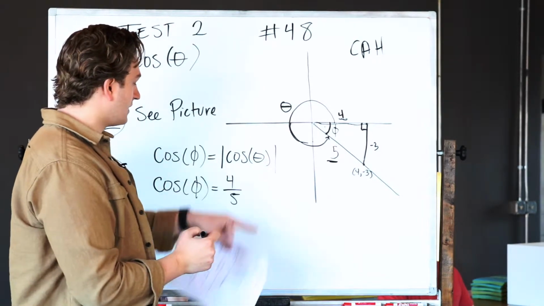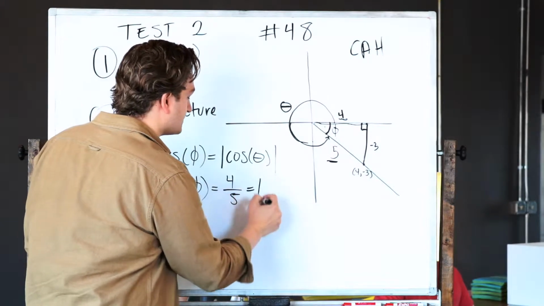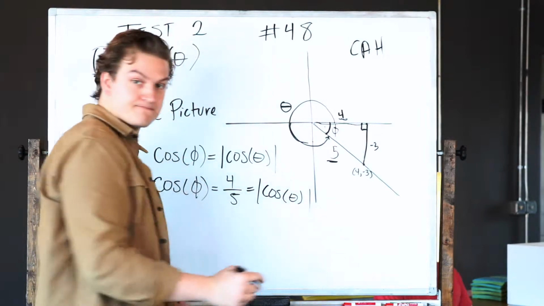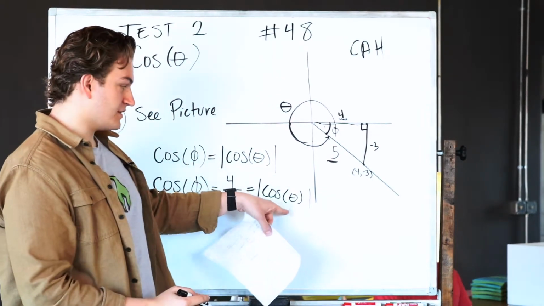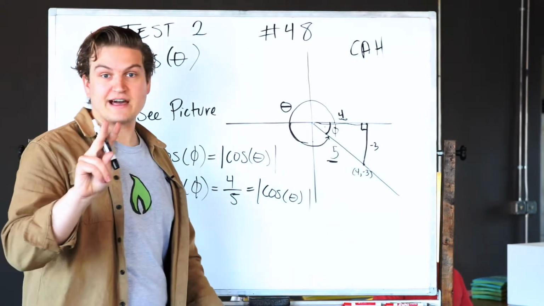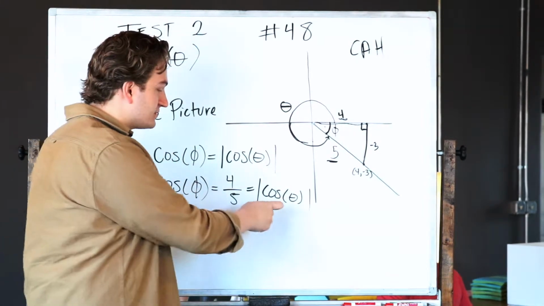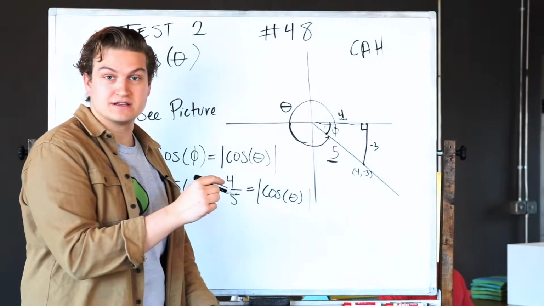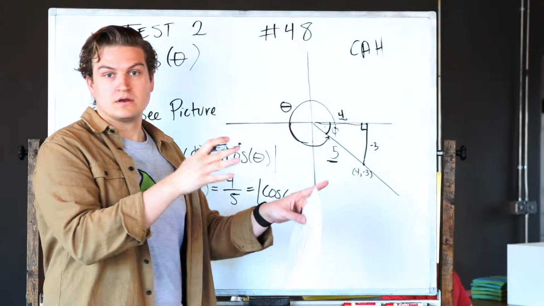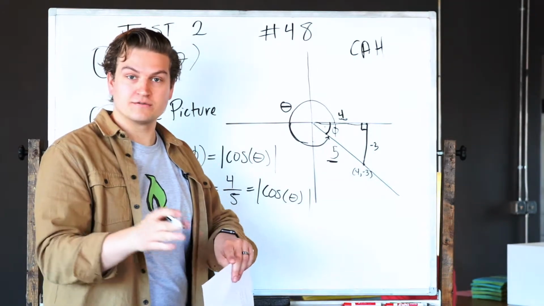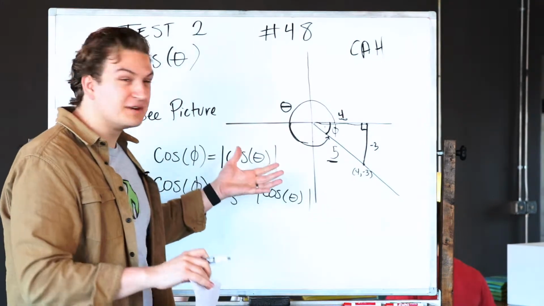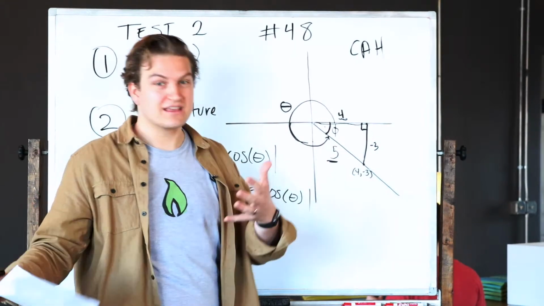And we know from our formula that this must also be equal to the absolute value of cosine of theta, okay? So we know that the absolute value of cosine of theta is 4/5. So that means there are two possible values right now for cosine of theta. If the absolute value of cosine of theta is 4/5, that means cosine of theta can either be 4/5 or -4/5. Either one of those, if we plug it into the absolute value, will give us 4/5. So how do we decide? Is it 4/5 or -4/5?